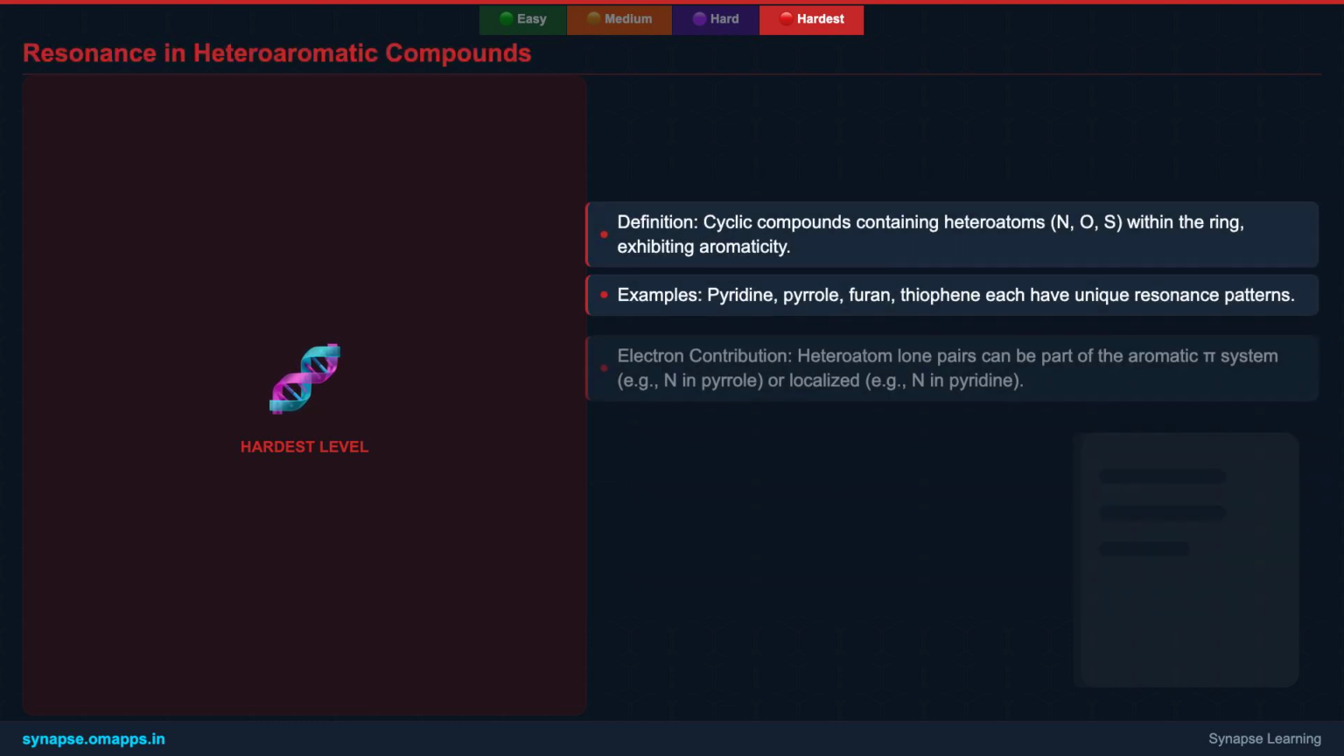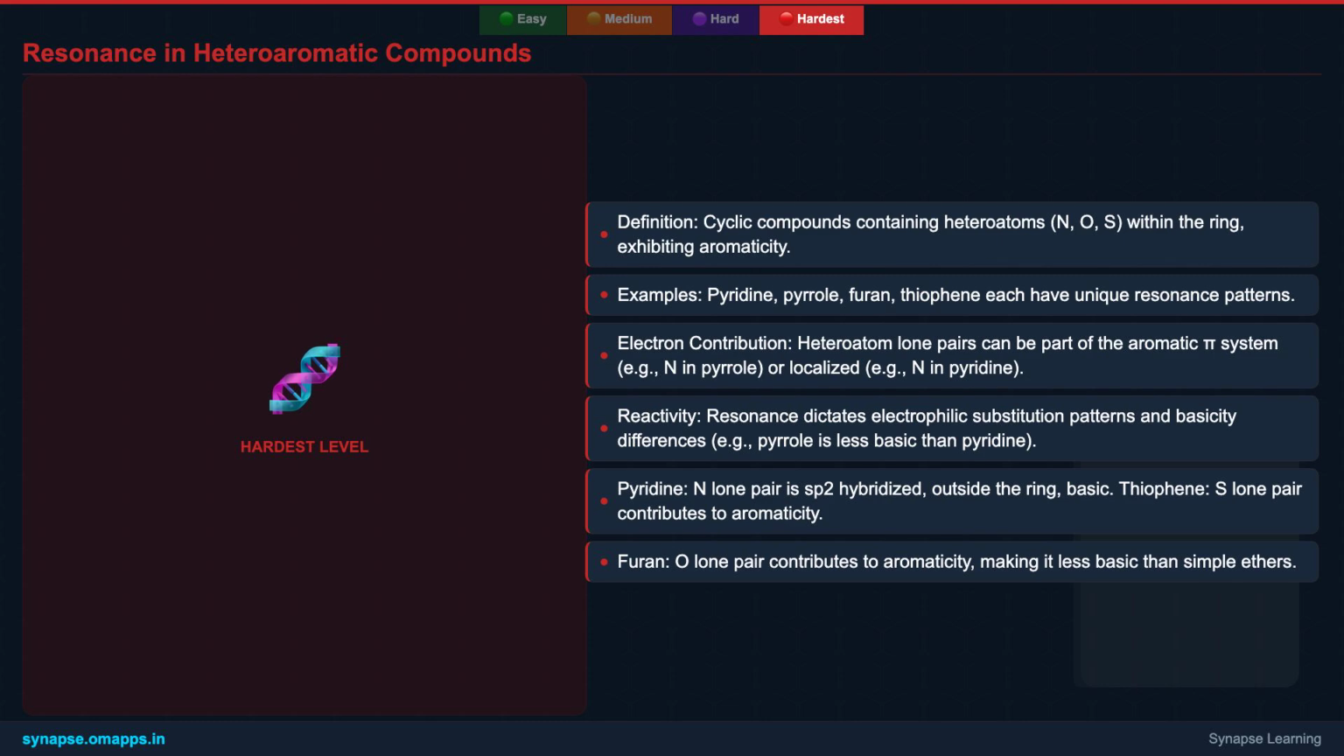Resonance is particularly fascinating in heteroaromatic compounds, which are cyclic systems containing heteroatoms like nitrogen, oxygen, or sulfur within the aromatic ring. Examples include pyridine, pyrrole, furan, and thiophene. The key lies in how the heteroatom's lone pair interacts with the ring's pi system. In pyrrole, the nitrogen's lone pair is part of the aromatic 4n+2 pi system, contributing to aromaticity, which makes pyrrole less basic as the lone pair is delocalized.